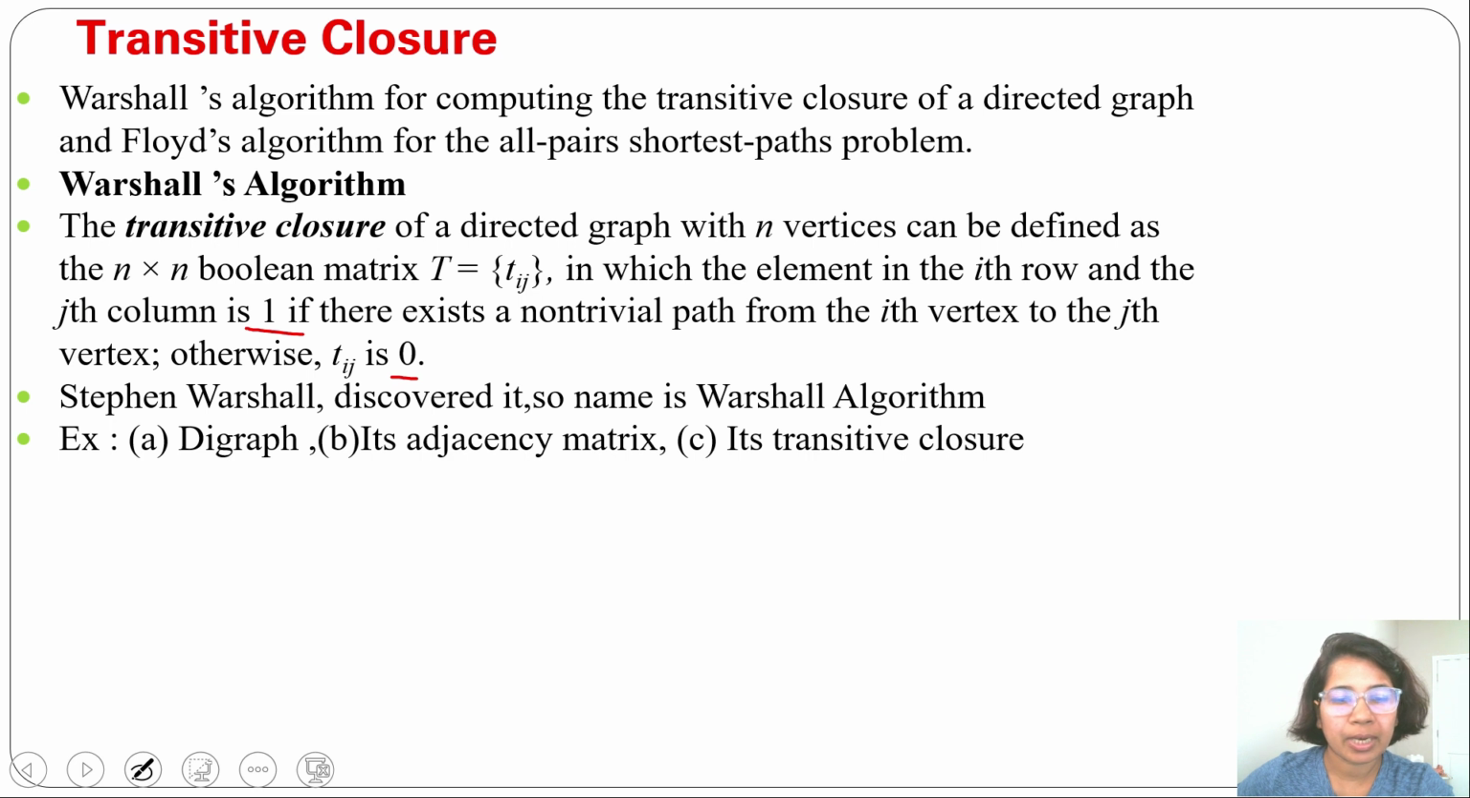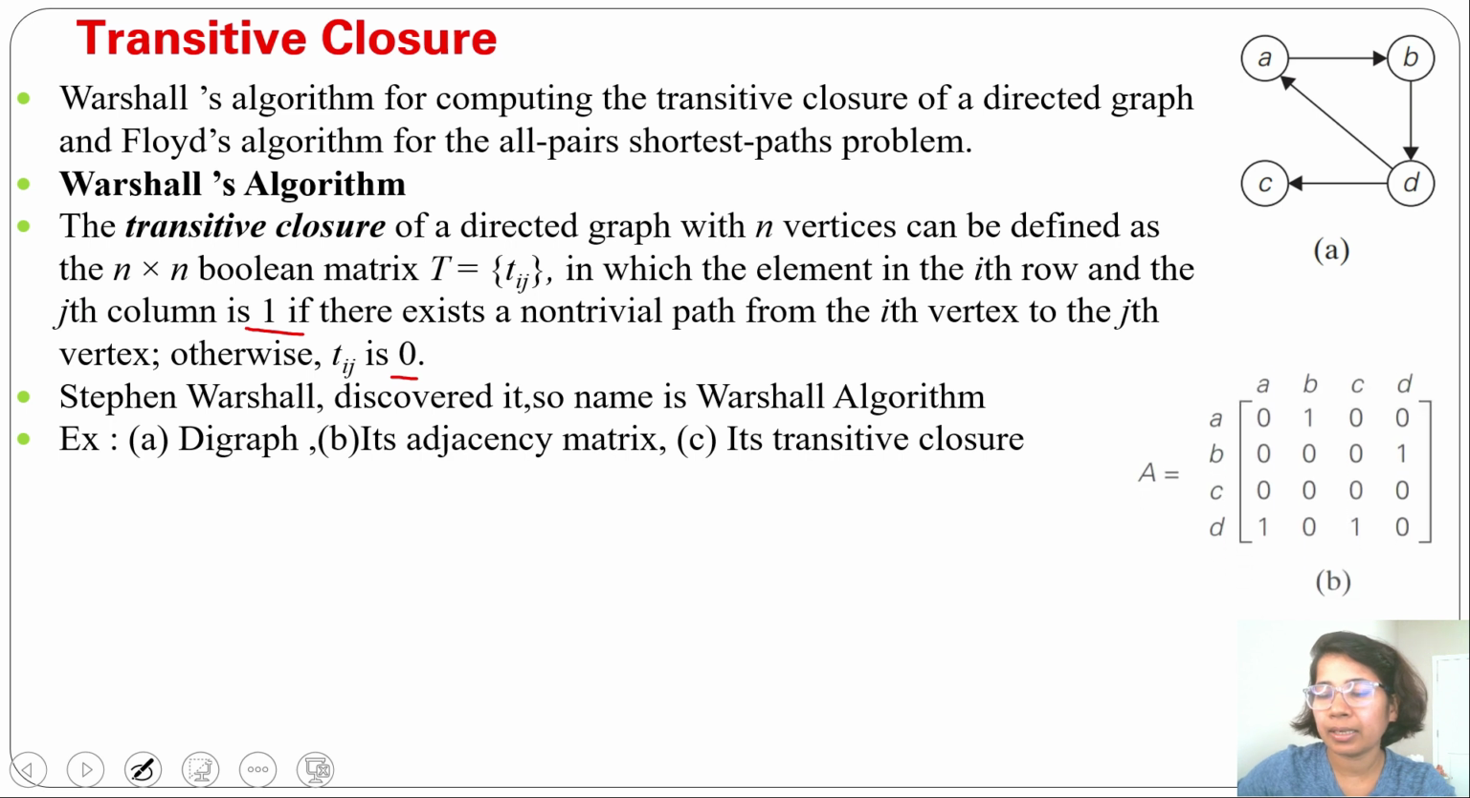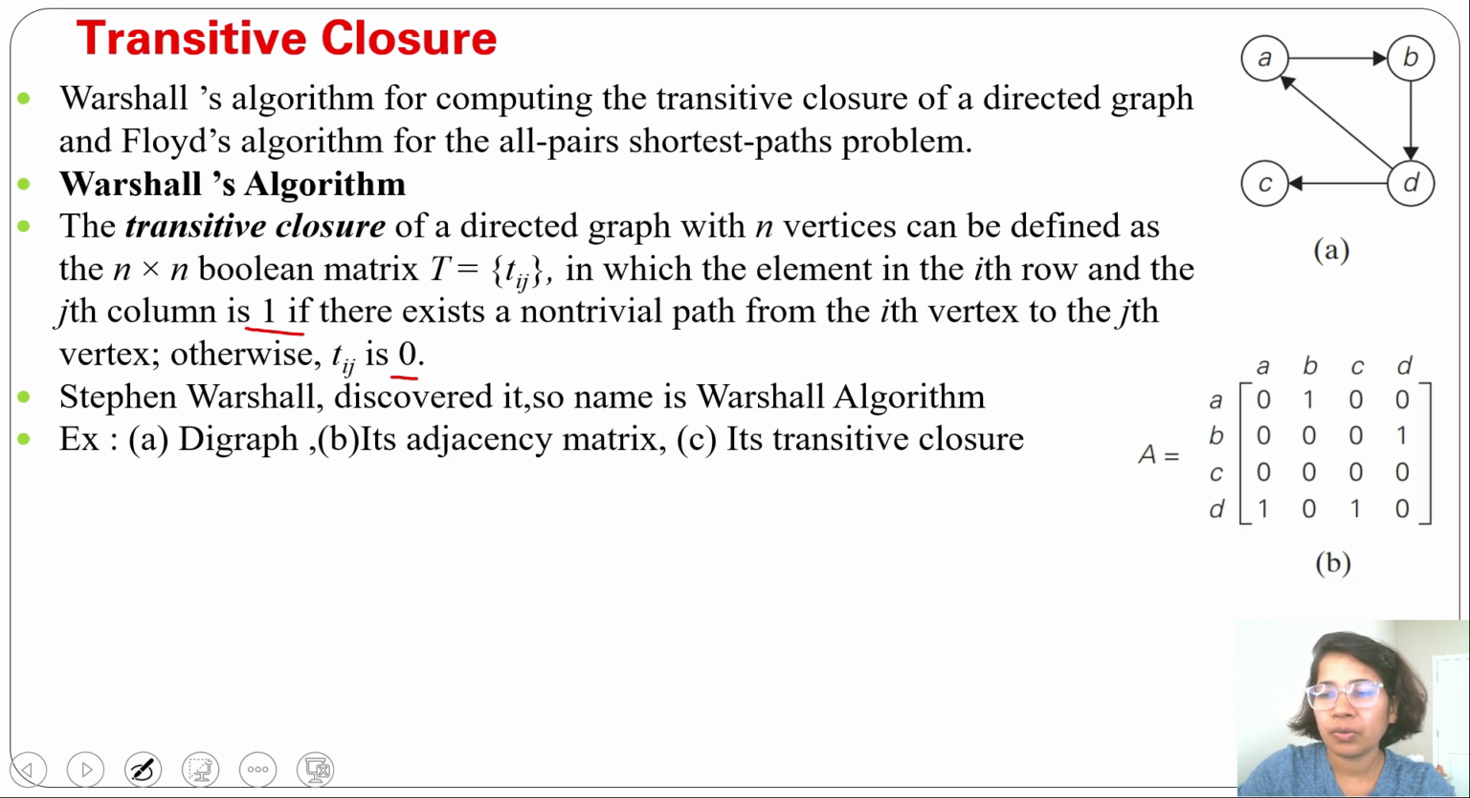Let's see one example of a digraph, its adjacency matrix and its transitive closure. For this digraph, this is the adjacency matrix. 1 means there is a directed path and 0 means no path exists. So A to B there is a directed path, that's why it is 1. B to D there is a directed path, so it is 1. Then D to A and D to C. There are two outgoing edges, so 1 for A and C. So in the adjacency matrix, we can see whether a directed path is present or not.